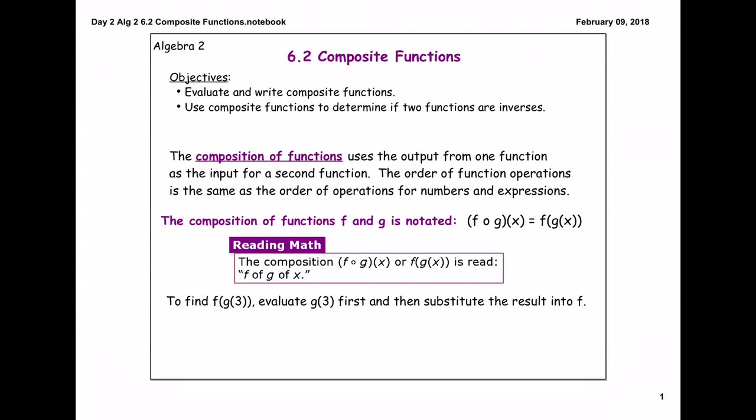The composition of functions uses the output from one function as the input for the second function. The order of the function operations is the same as the order of operations for numbers or expressions. The composition of functions f and g is notated f of g of x. It is also equal to f parenthesis g parenthesis x. It means the same thing, f of g of x.